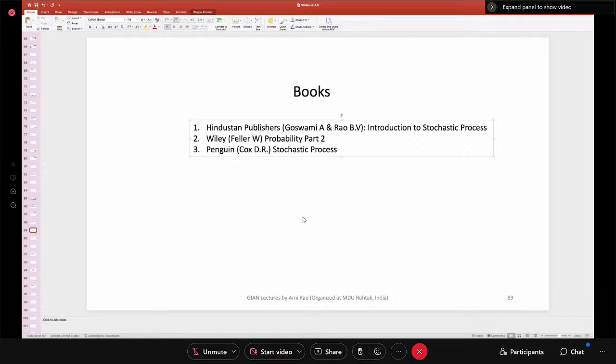So I have ordered the first book just now, and it is quite cheap also. How much does it cost now? 360 rupees. 360, okay.